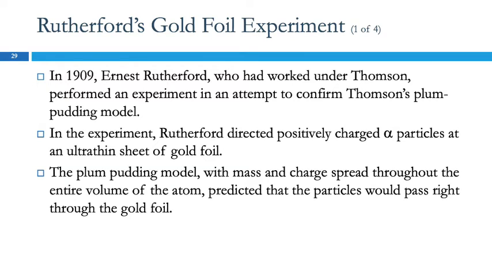So Rutherford worked under Thomson. Thomson had this plum pudding blueberry muffin model. So Rutherford's doing this experiment trying to show that the model is correct. He sends these positively charged alpha particles at an extremely thin sheet of gold foil. In the plum pudding model, we've got the mass and the charge just uniformly distributed through the whole volume of the atom. And so the prediction is that these little particles would just go straight through the gold foil.